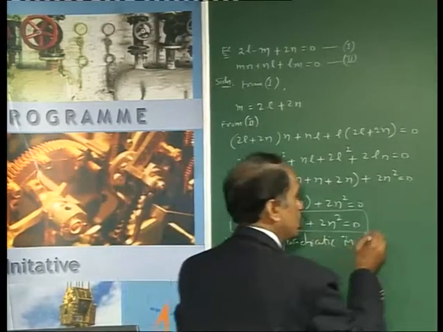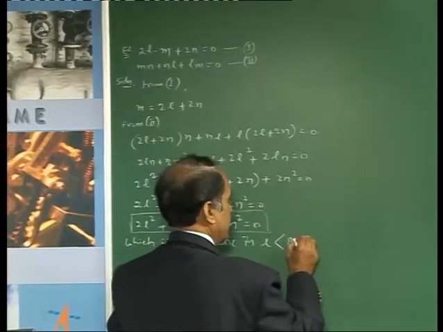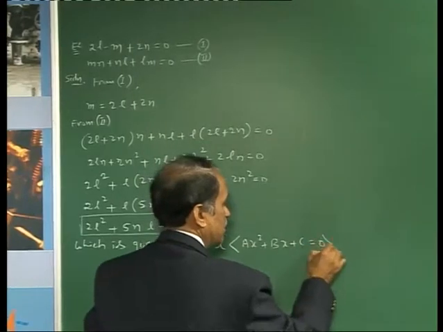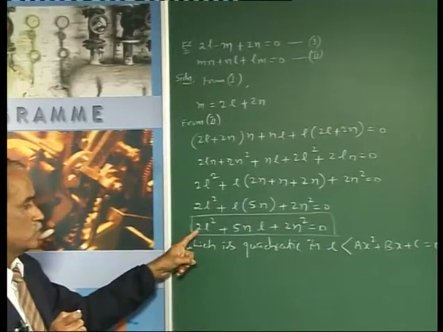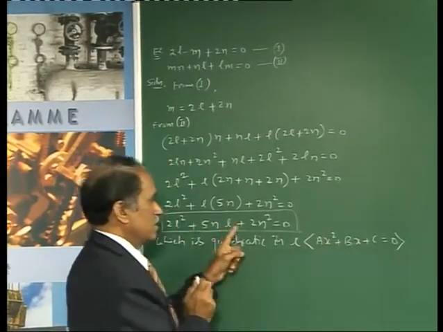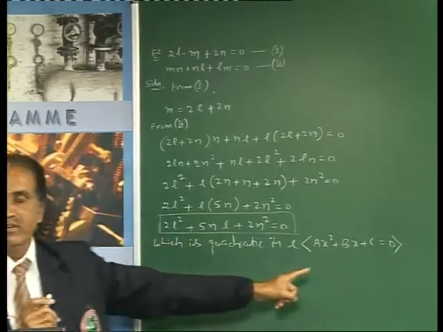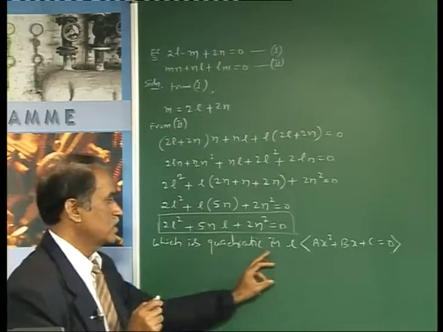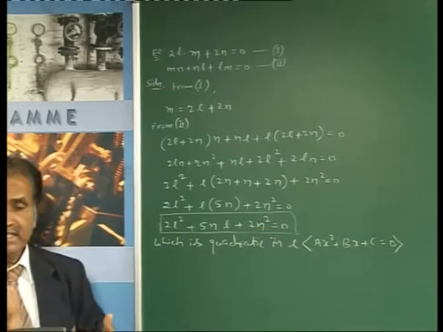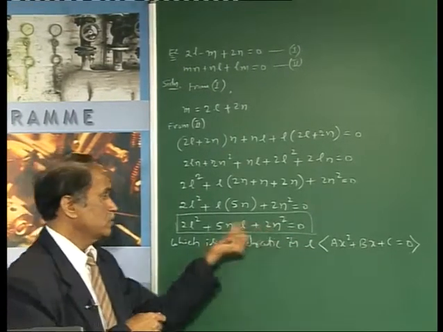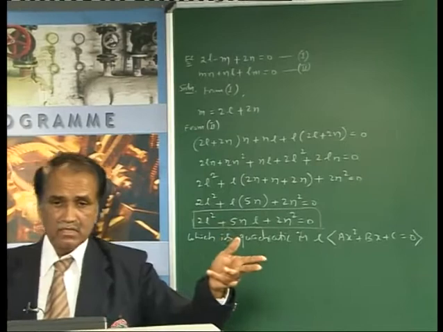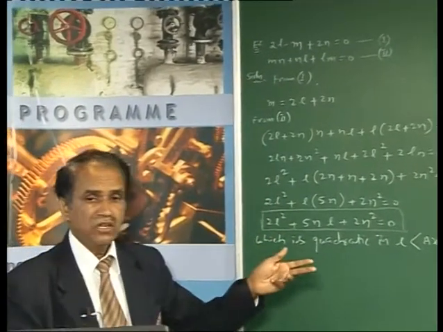Then in this case, quadratic in L means I can write it as ax² + bx + c = 0. So a stands for 2, x is L, b stands for 5n, and 2n² together represent the value of c. Therefore, I call this quadratic in L if I write L², L, and the constant. Had I written it in reverse order, like 2n² + 5n and this term as the last term, I would have represented that statement as quadratic in n, not in terms of L.